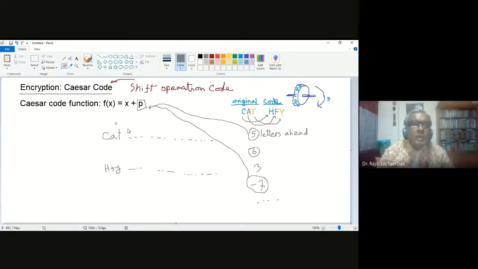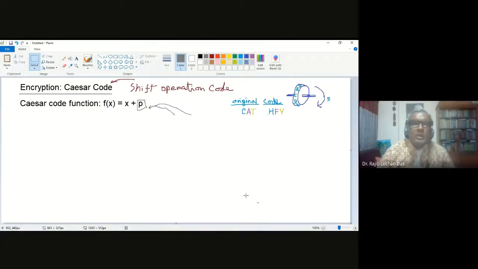Okay. Now let me show you how the calculations are actually done. So this is very simple. Affine code is a little more advanced, but that is also simple. We will do it next class.